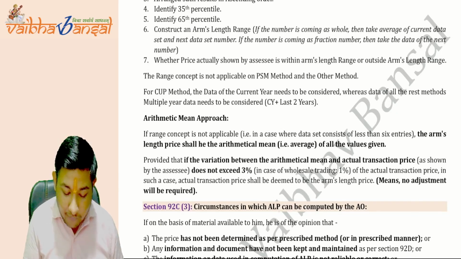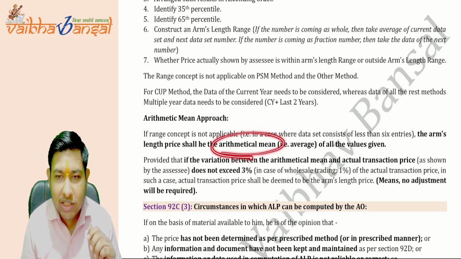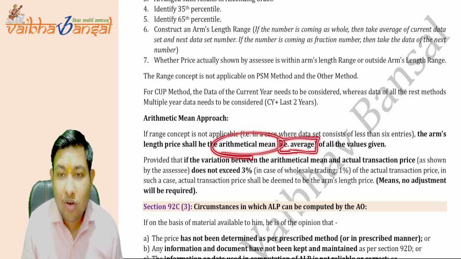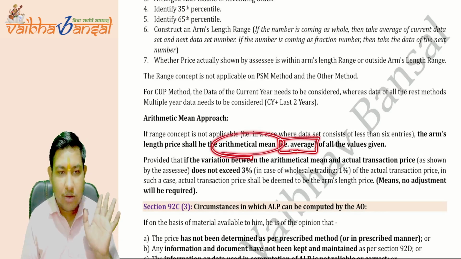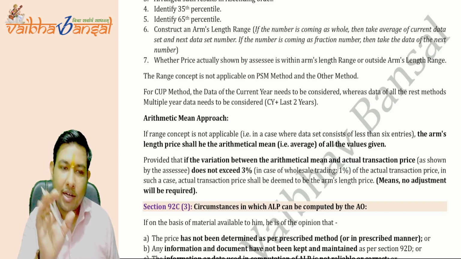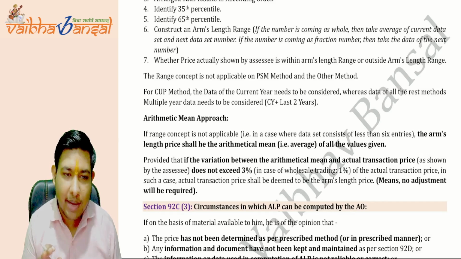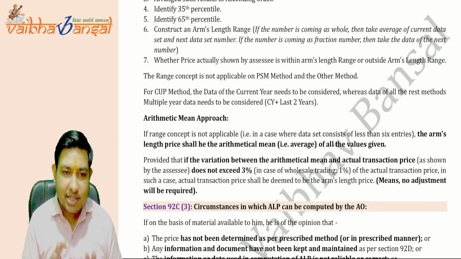But here, when we have computed the arithmetical mean, we will not have any such range. We will get an exact figure. The average figure is the exact figure that you will get. If the price is within the range, then it is considered as an arm's length price. Otherwise, it will not be considered as the arm's length price. Is this point clear? This is the basic point.